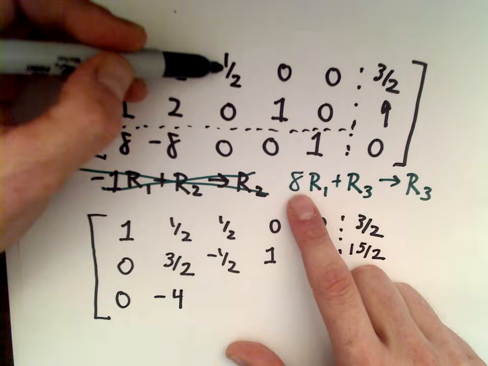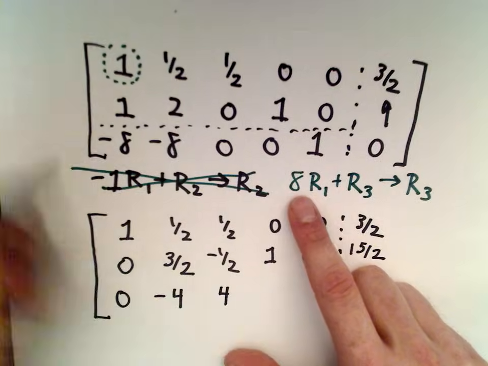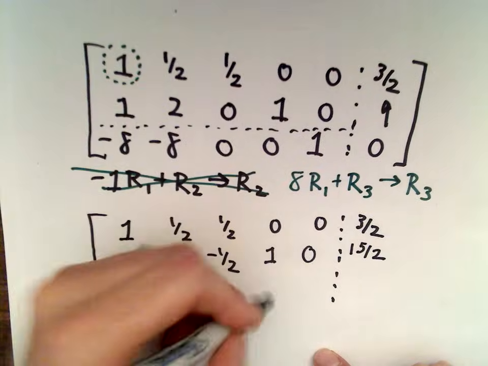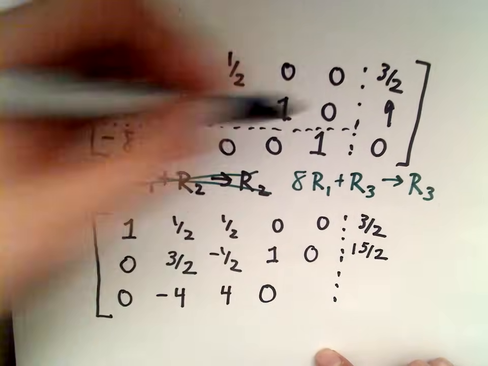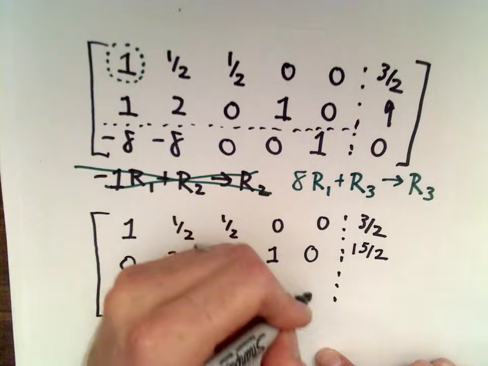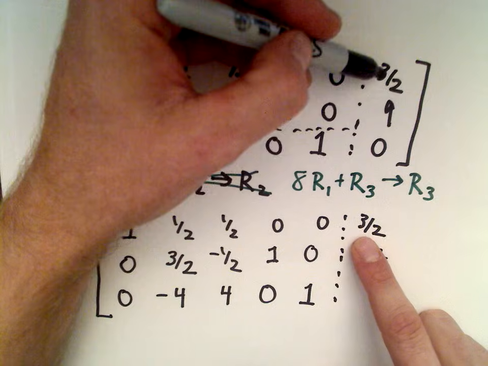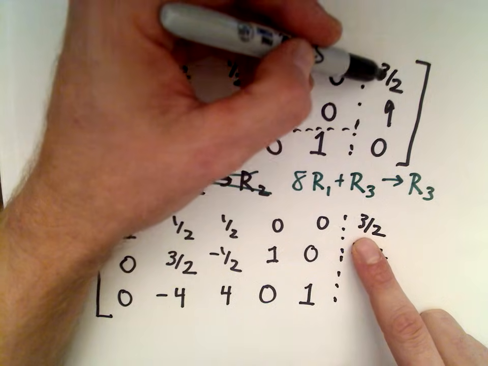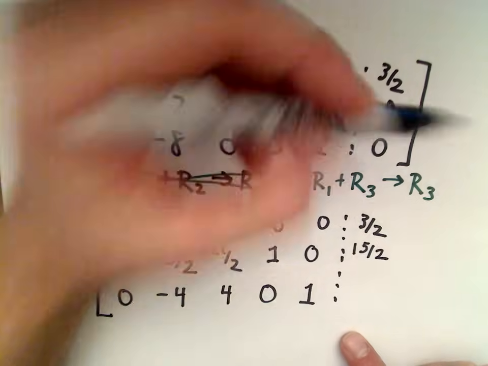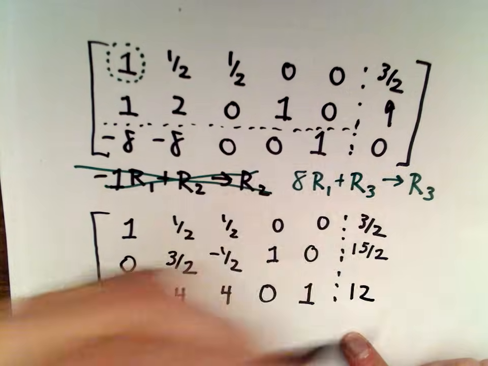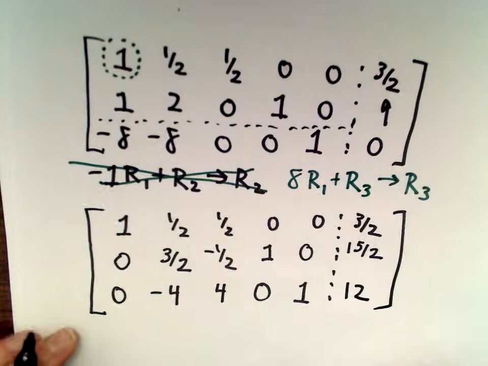8 times 1/2 is 4 plus 0 will be 4. 8 times 0 plus 0 is 0. 8 times 0 plus 1 is going to be 1. Let's see, 8 times 3/2, well, 8 divided by 2 is 4 times 3 is 12, plus 0 is going to give me 12. Yeehaw!